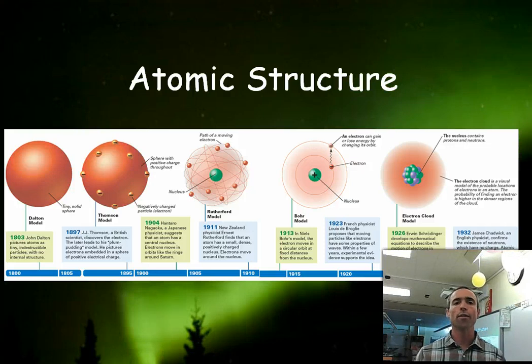And so with the work of Heisenberg and with the mathematical equations of Schrodinger, it was shown that you can't know the exact position of an electron. All you can say is where it's probably located. And that's where we brought in the orbital model, or the electron cloud model, also called the quantum mechanical model.